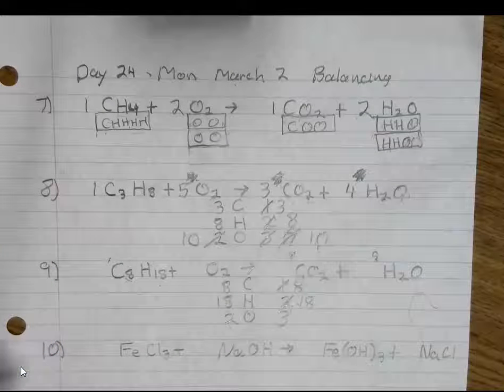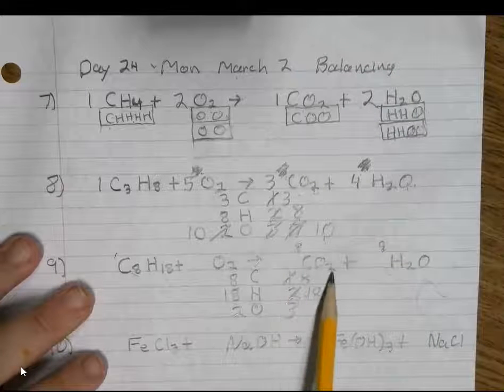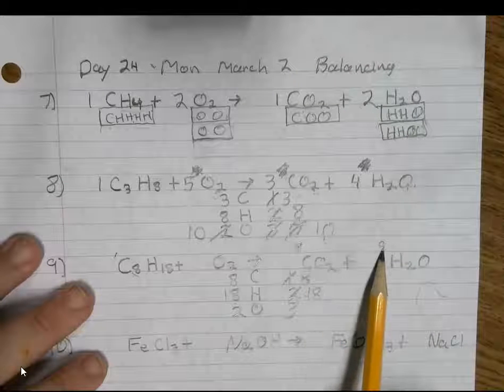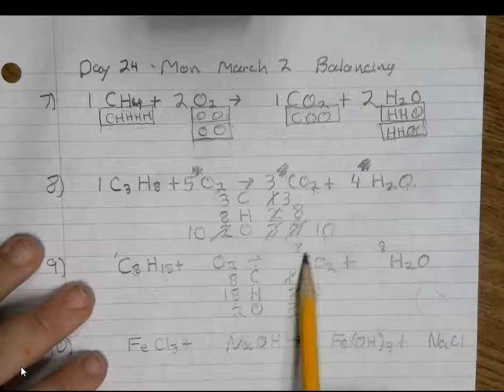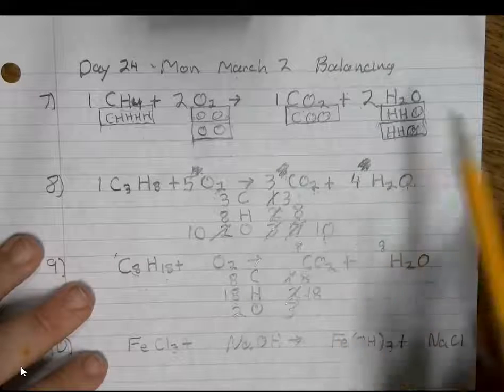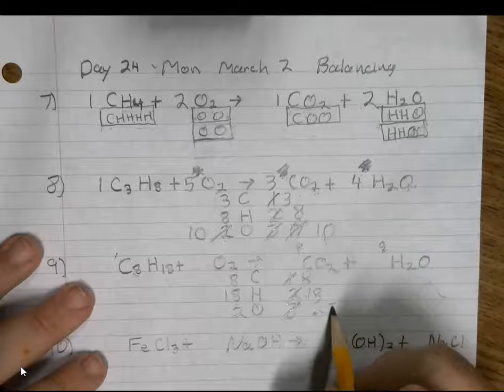Okay, what does that do to our oxygens, though? I didn't do anything with those yet. So over here I have 8 times 2 is 16, plus 9 times 1 is 9, so 16 plus 9 is 25. So over here our oxygen is going to be 25.